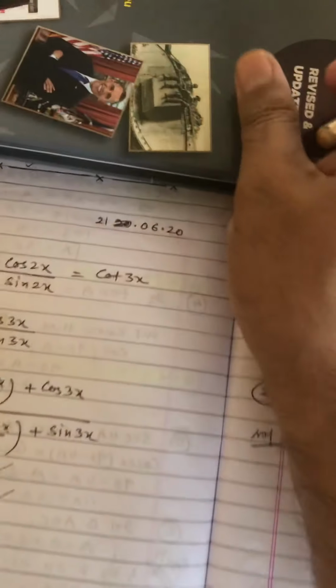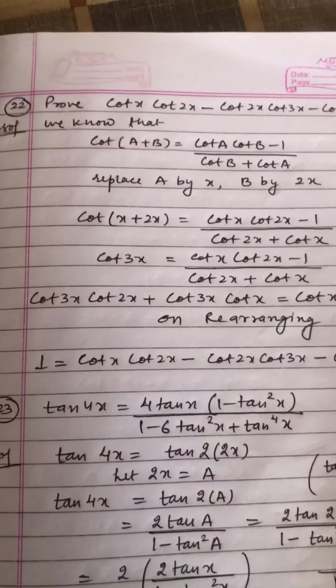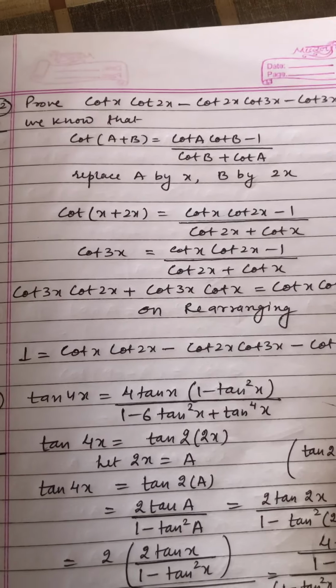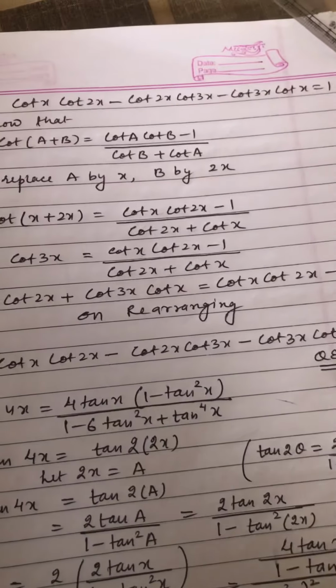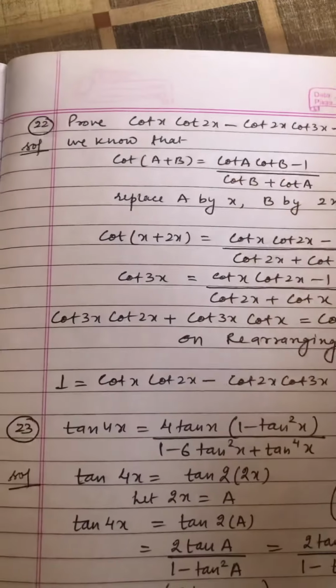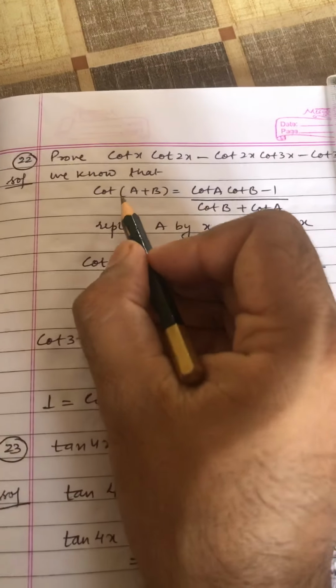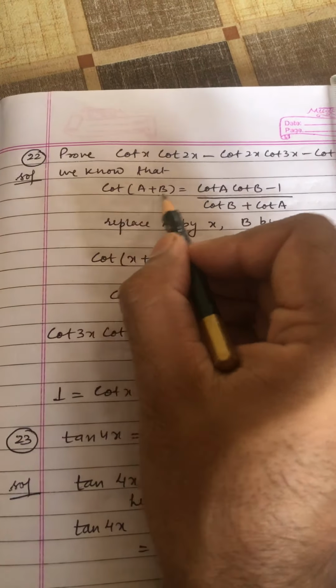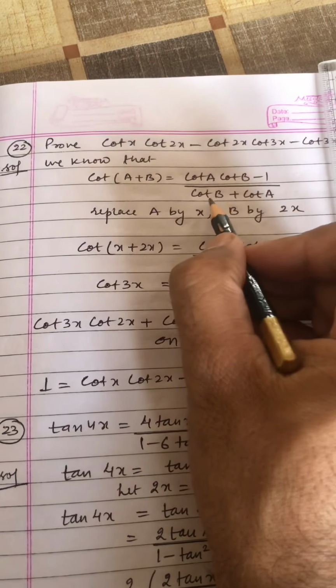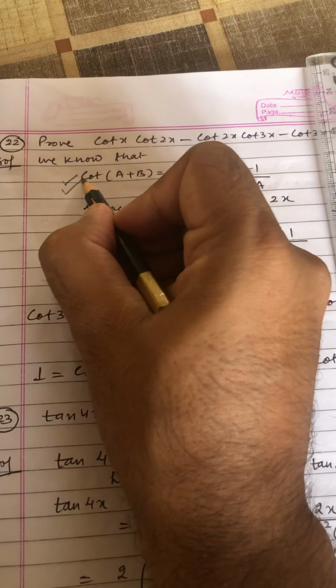Now similarly, moving on to question number 22. Prove that cot x cot 2x minus cot 2x cot 3x minus cot 3x into cot x equal to 1. This we have to show. So you know the formula for cot (a plus b). The formula for cot (a plus b) is (cot a cot b minus 1) upon (cot b plus cot a). So we'll proceed with this question using this formula only.